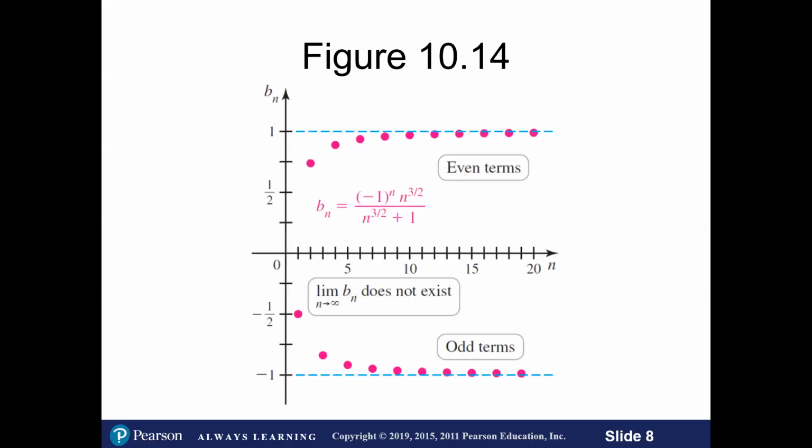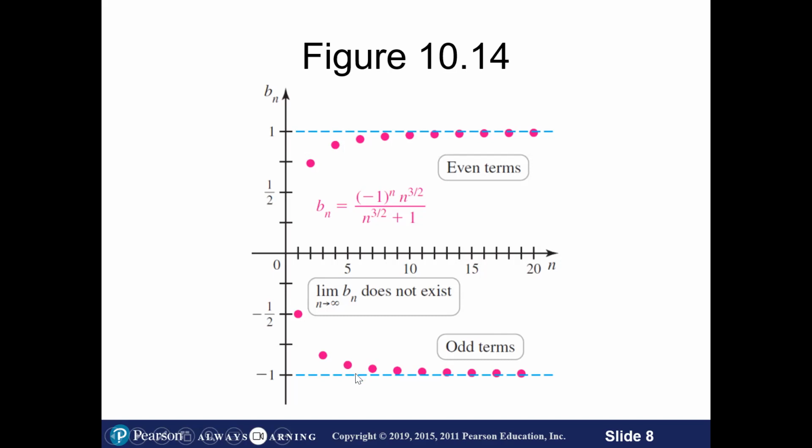Okay, for even powers of n, b sub n produces positive terms, and so the even terms approach 1. It's just like for even values of n, b sub n is just like a sub n. And so for even values, they seem to approach 1. But for negative or odd values of n, b sub n terms are negative, and so they're getting smaller. And so they seem to be approaching minus 1.